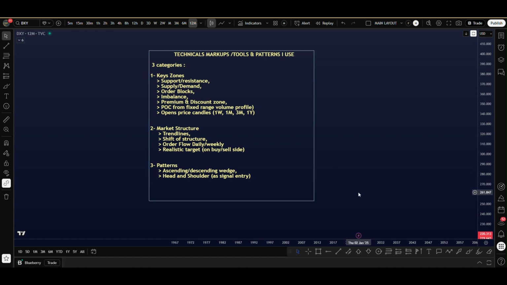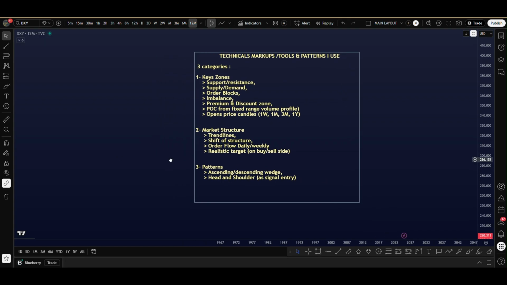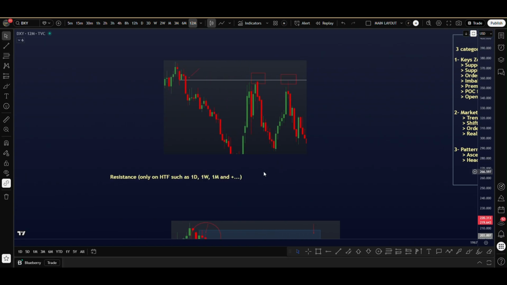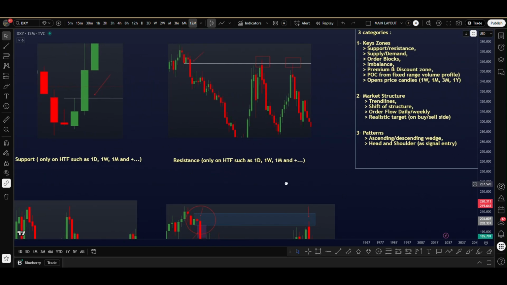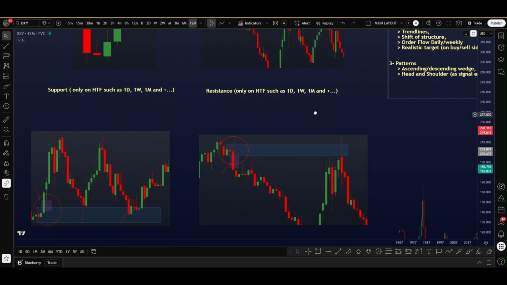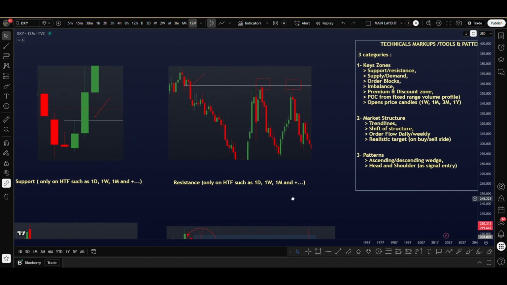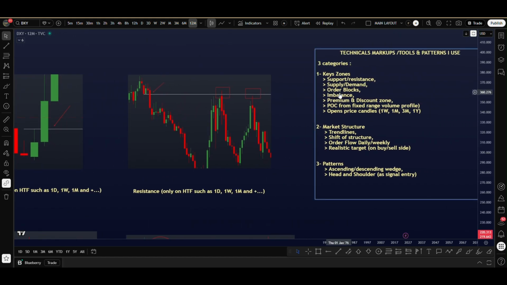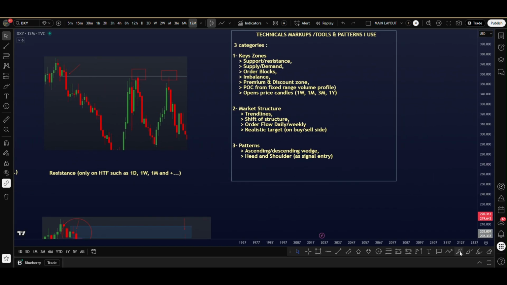So we are going to go into details, not big details, but I'm going to show you. You can see on the left, I already prepared some screenshots just to illustrate the tools I use. Okay, so let's start with key zone.